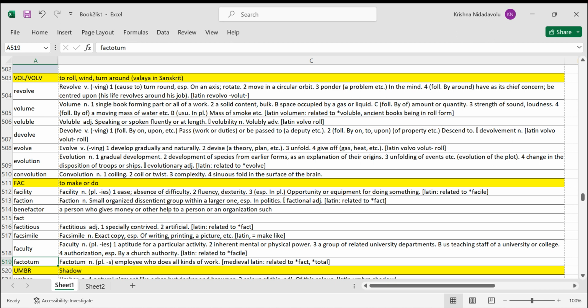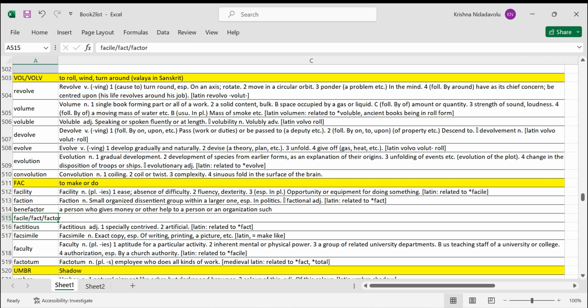Okay, that is factotum. Facile. Facile is very easily accomplished. F-A-C-I-L-E. Facile, fact, factor, etc. Facile is something very easily accomplished, very shallow, very superficial.